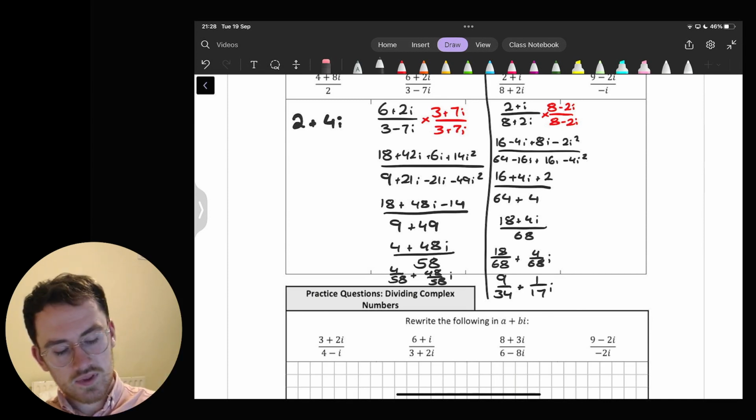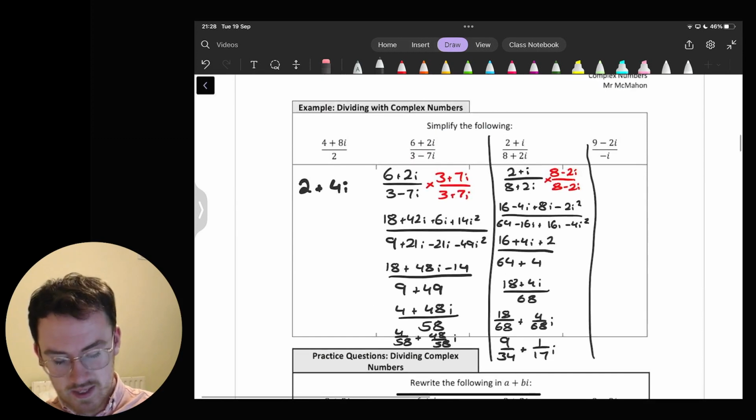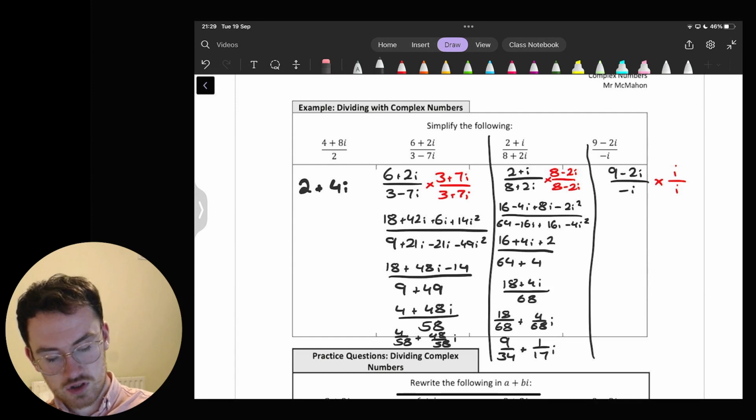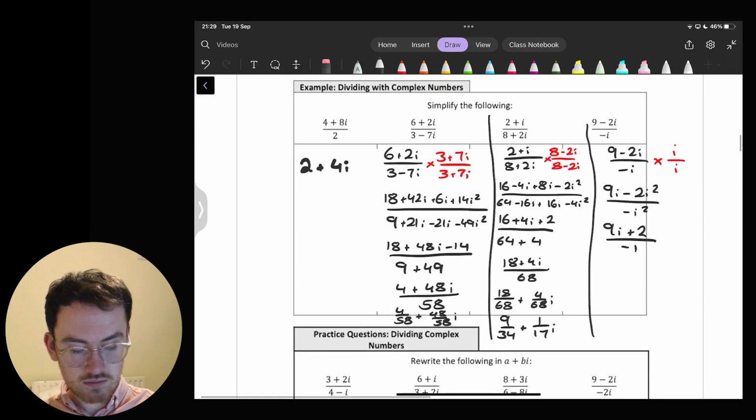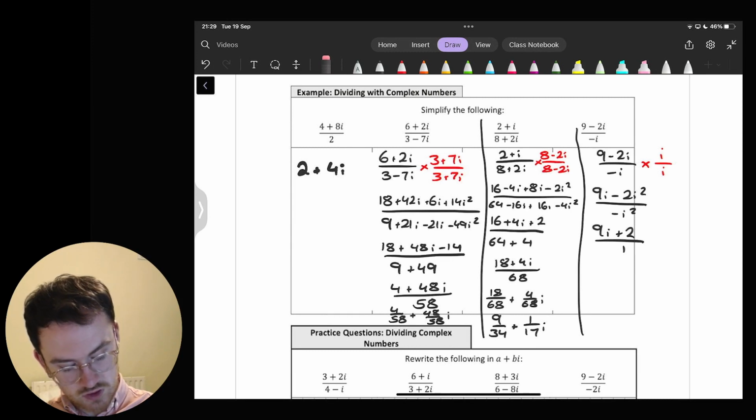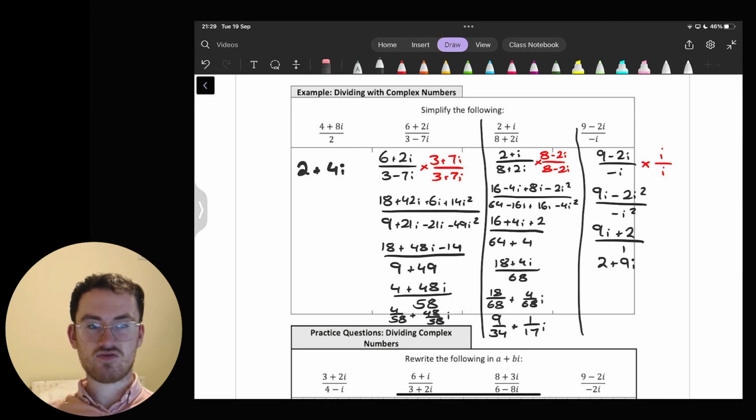Okay. With the last example here, we're applying the same idea. We're going to multiply top and bottom by the complex conjugate of the bottom. The complex conjugate is where we change the sign of the imaginary part, so we're multiplying top and bottom just by i. We get 9i minus 2i squared over minus i squared. That gives me 9i plus 2 over minus 1, or minus minus 1, so plus 1. Rid of that there. So we get 2 plus 9i as our end result for that one there.